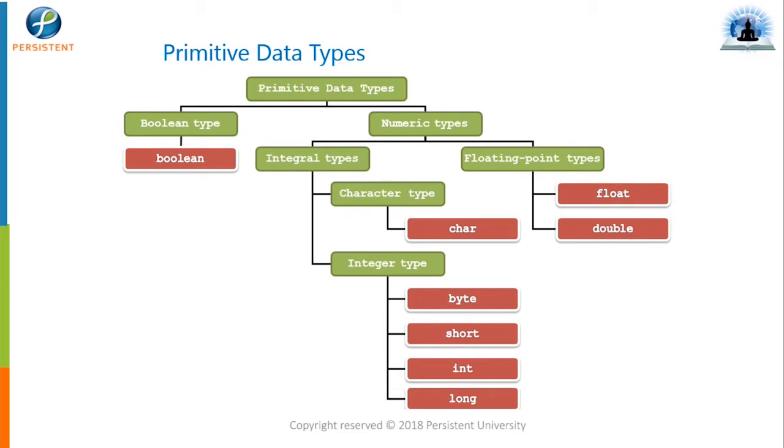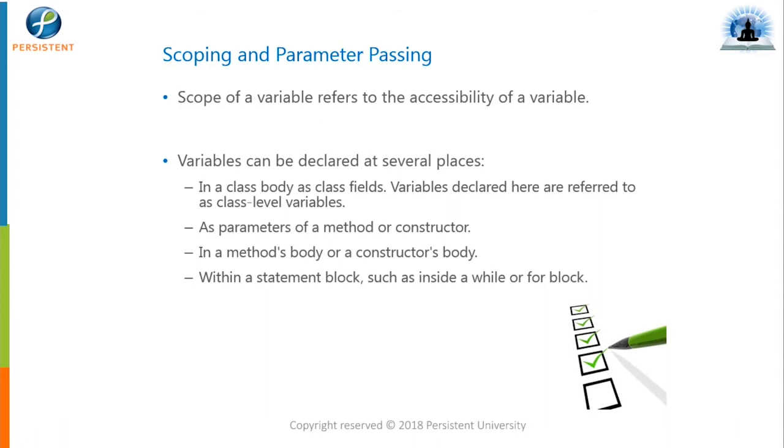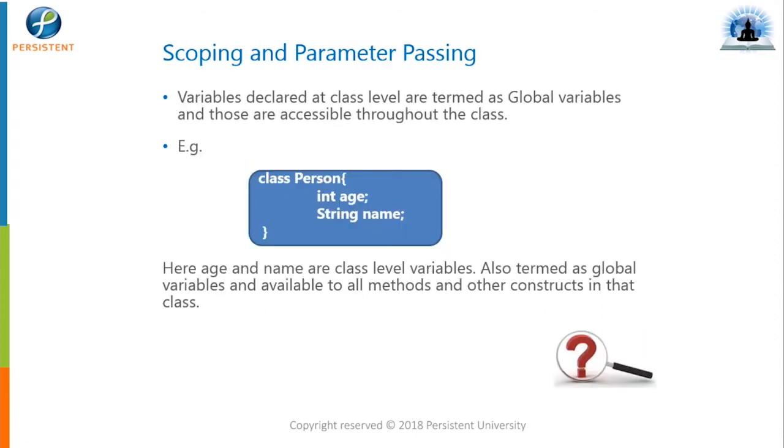Now let's talk about scoping. What do you mean by scoping, and how does it differ from local scope to a global scope? So if you see here a class Person, inside the class Person, in that blue box, we have 2 variables declared, that is int age and string name, and these are declared directly inside the class, right?